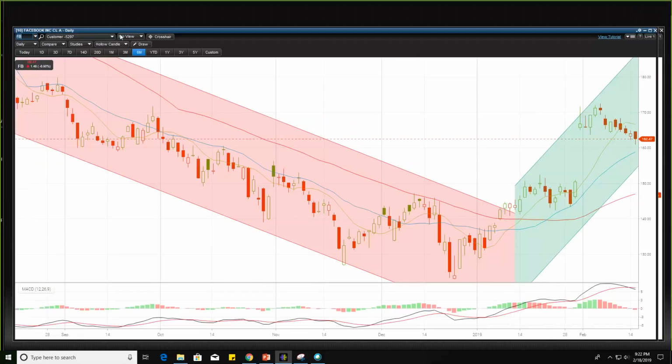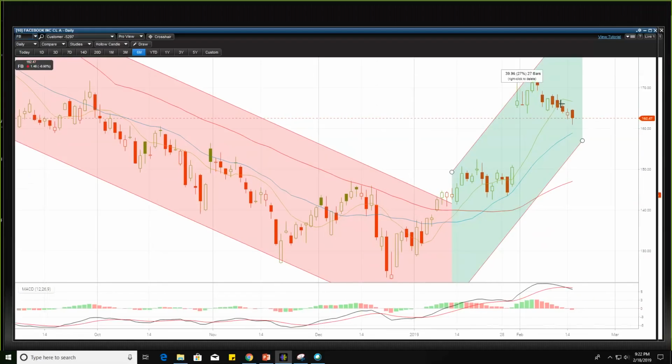Facebook, let's take a look at that quick. Facebook, as I said, I feel that's coming back to the 20-day SMA before then heading higher.